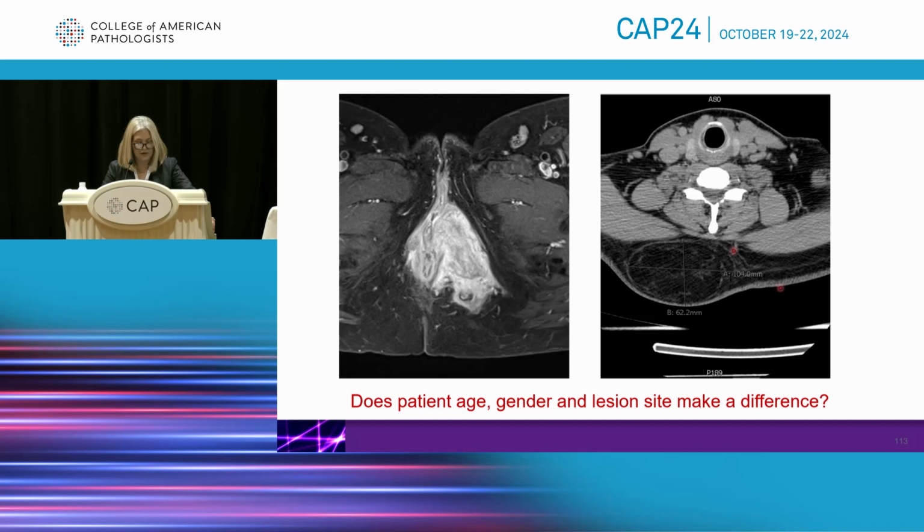Here is a lesion kind of on the upper back in, we'll say it's a middle-aged male, and it's got the same signal as fat here. And this is a spindle cell lipoma, which loves this location.